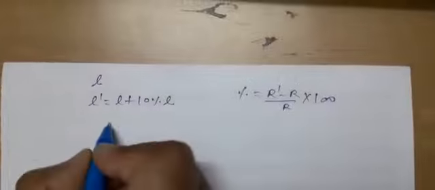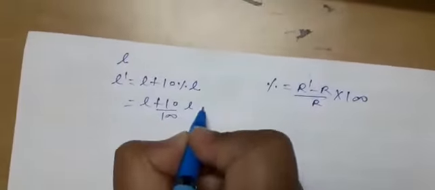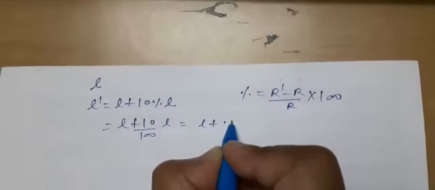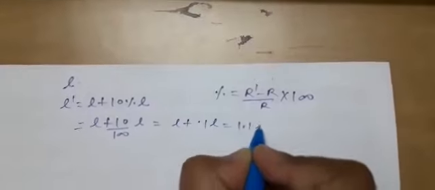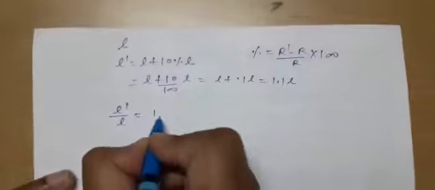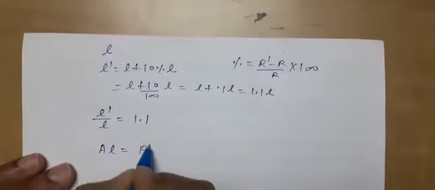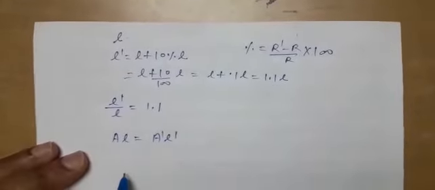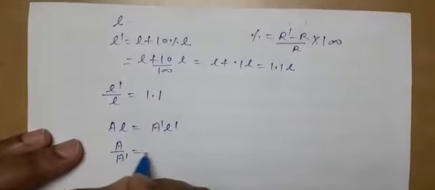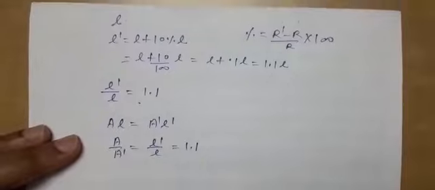So now L dash is L plus 10 upon 100 into L. This comes out to be L plus 0.1 L, so it can be taken as 1.1 L. So now the ratio of length, L dash upon L, is 1.1. Now for area, as volume is taken to be constant, AL will be equal to A dash L dash. Now A upon A dash will be equal to L dash upon L. This will again be 1.1, as per this result.